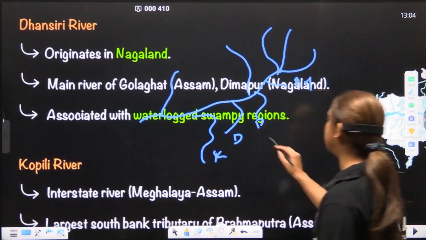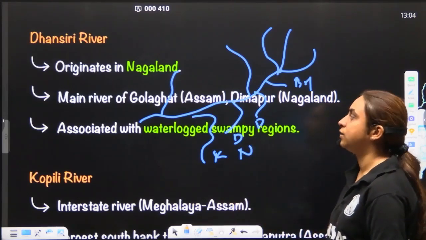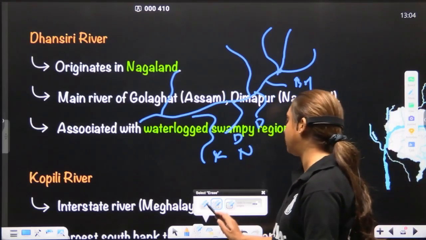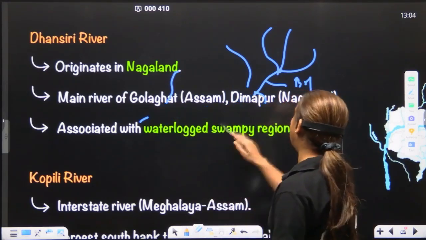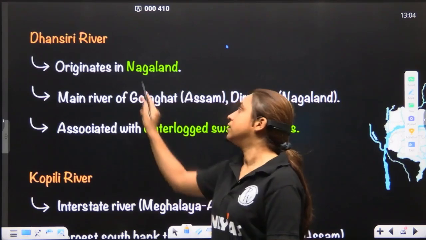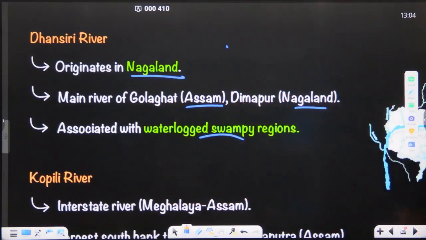The origin of Dhansiri is Nagaland. It is coming from Nagaland. Okay, it is one of the main rivers of Assam. It is one of the main rivers of Nagaland. There are a lot of waterlogged conditions, swampy conditions that we have in Dhansiri. So flowing through Assam and Nagaland, it has a lot of swampy water conditions.